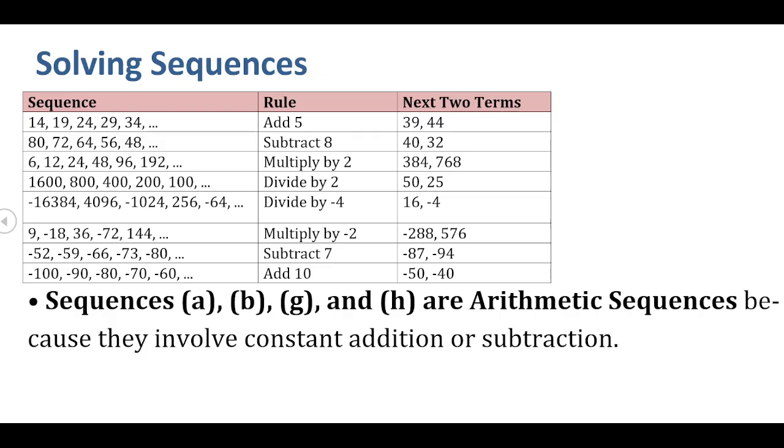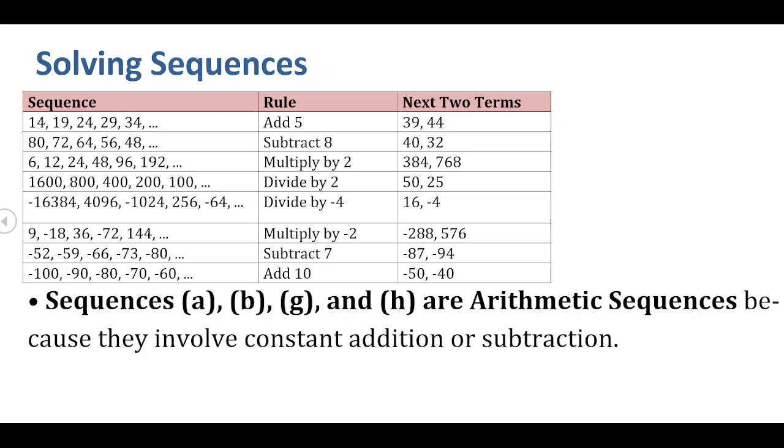We can see 1600, 800, 400, 200, and 100. We can see the rule is divide by 2. If you think about it, 800 is half of 1600, 400 is half of 800, 200 is half of 400, and 100 is half of 200. Half of 100 is 50, and half of 50 is 25. We can see another example, one by one.